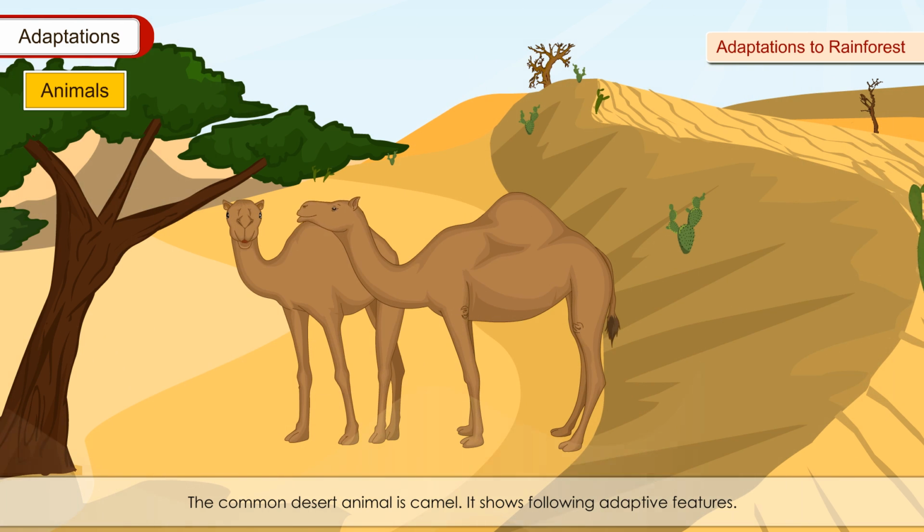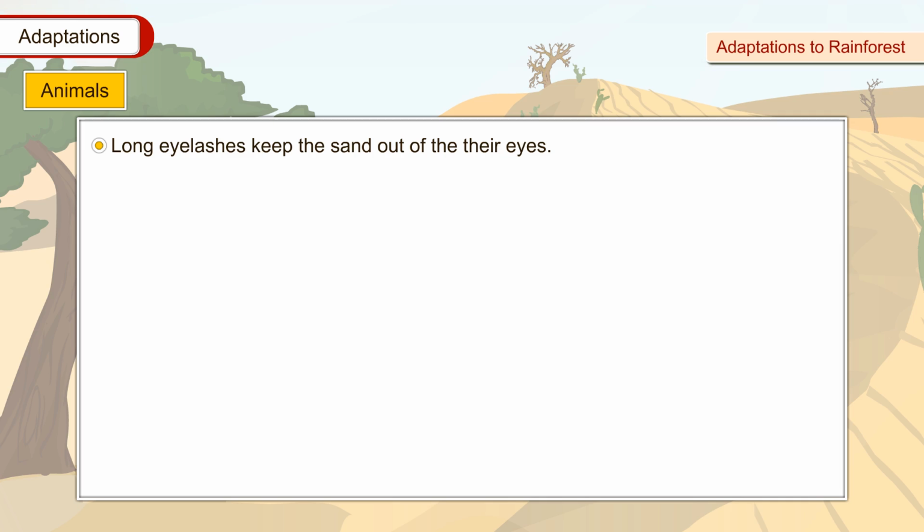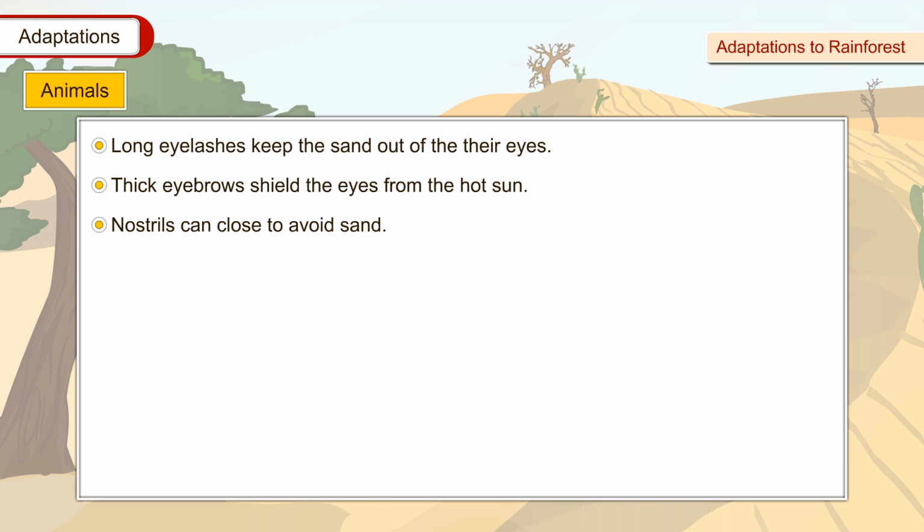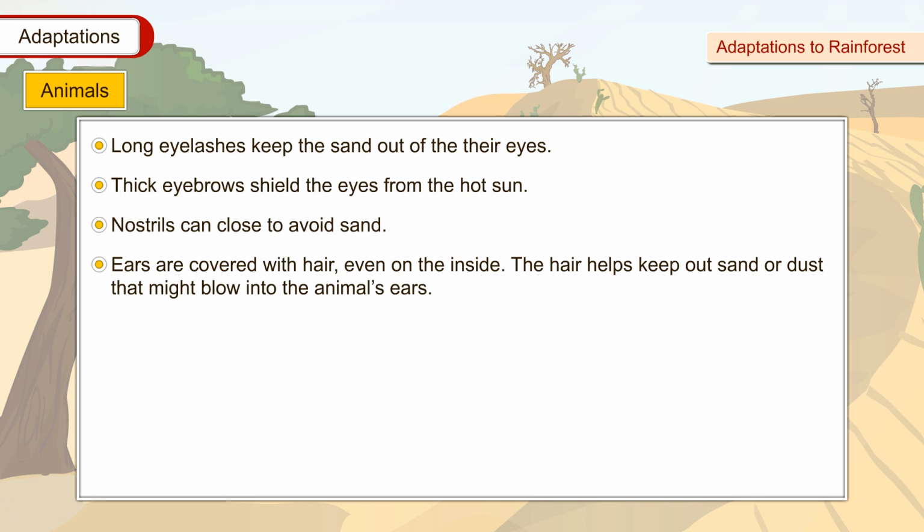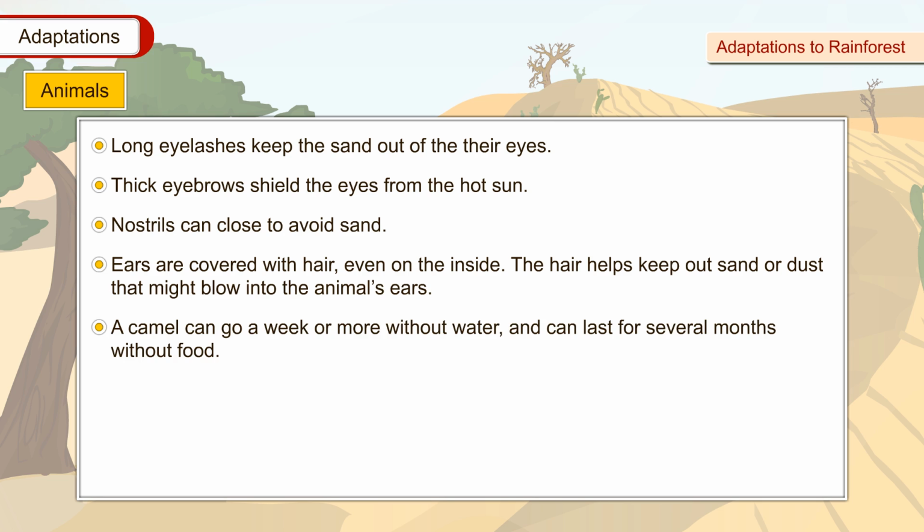Animals. The common desert animal is the camel. It shows the following adaptive features. Long eyelashes keep the sand out of their eyes. Thick eyebrows shield the eyes from the hot sun. Nostrils can close to avoid sand. Ears are covered with hair even on the inside. The hair helps keep out sand or dust that might blow into the animal's ears.